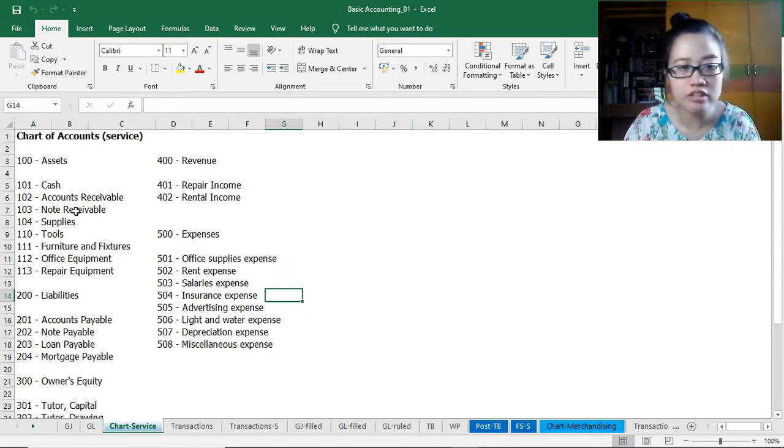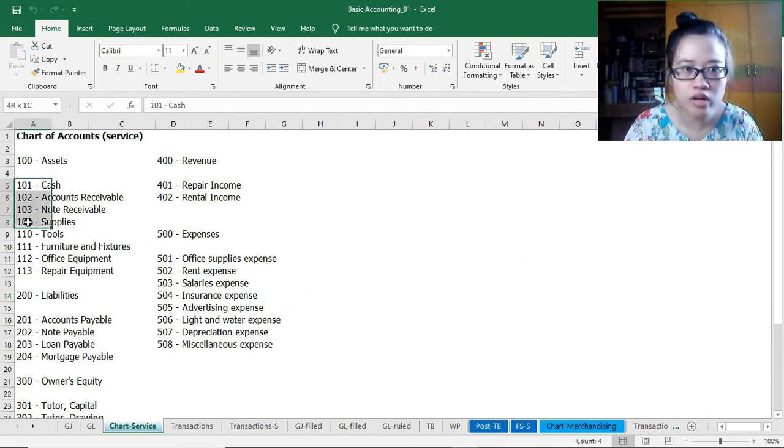Note receivable, ganun din. Pag kinolect mo siya from customer, magiging cash na din siya. Pero compared kay accounts receivable, medyo mas mahaba yung term ng notes receivable. Normally, more than 60 days or 90 days, ganyan. And then, you have your supplies. Kapag supplies kasi, normally, hindi naman siya convertible to cash kapag gagamitin siya ng company. Pero since mas matagal siyang gamitin, let's say for 1 year siyang gagamitin ng company, kaya kasunod siya normally ng receivables. And then, you have your tools.